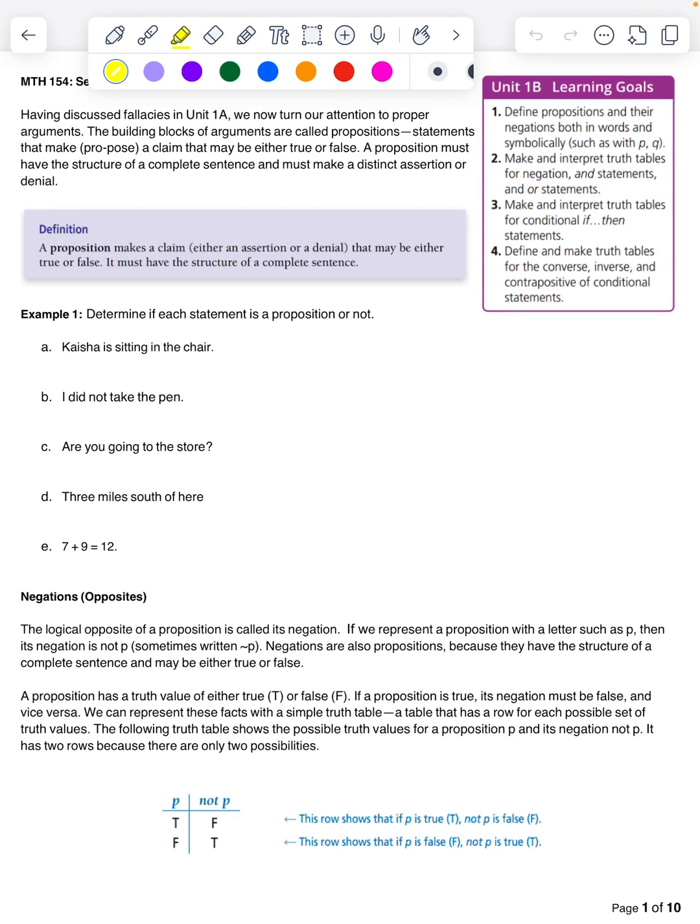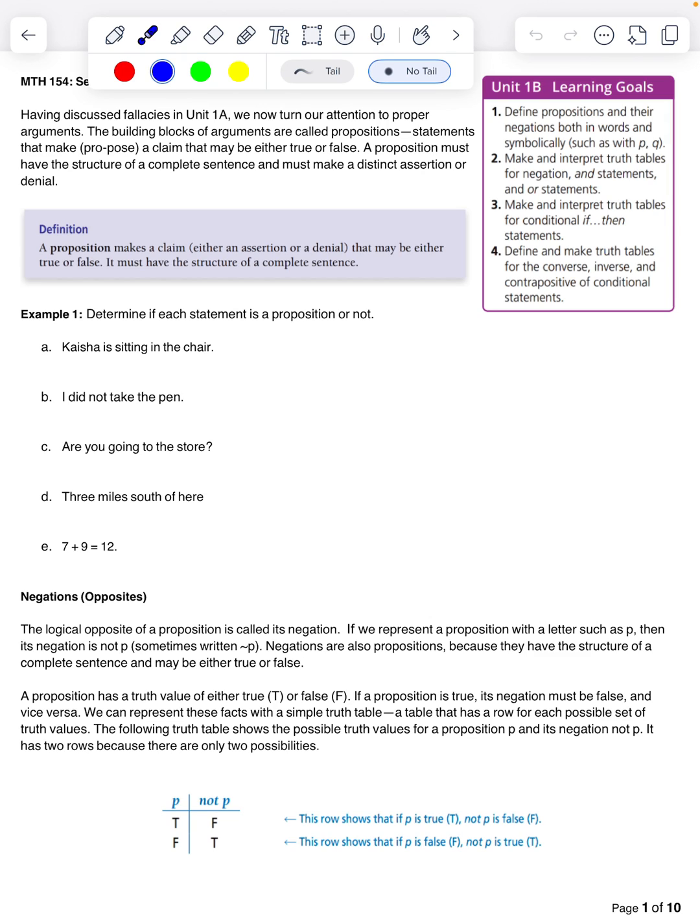Hello, Math 154 students. Today we're covering Section 1B, Propositions and Truth Values. We are going to define propositions and their negations, and we're going to talk about this in words and with symbols that you're going to need to be familiar with.